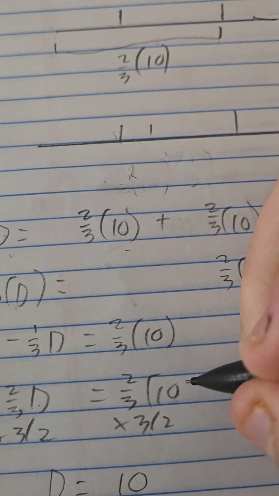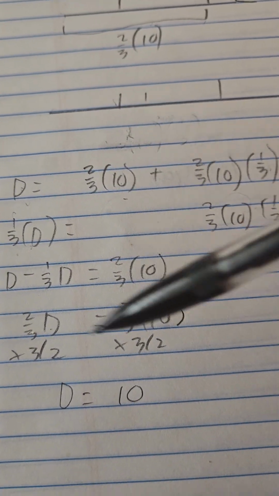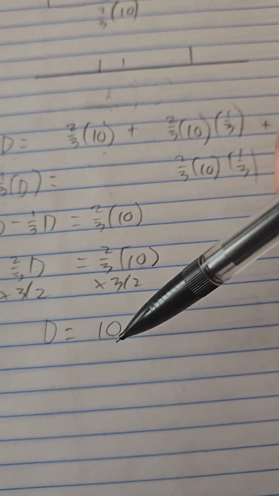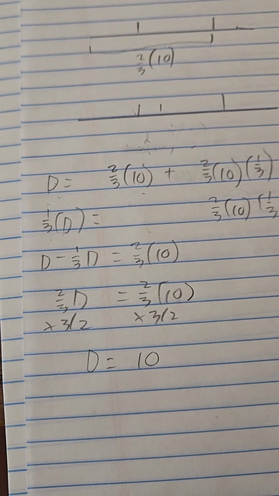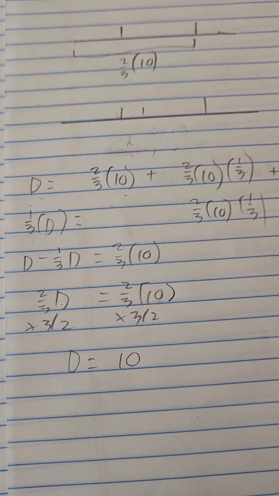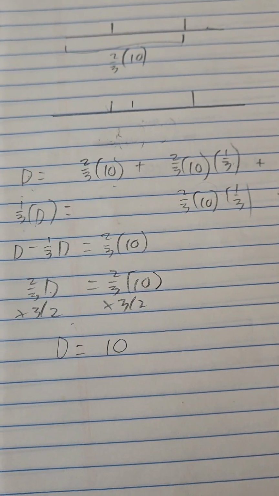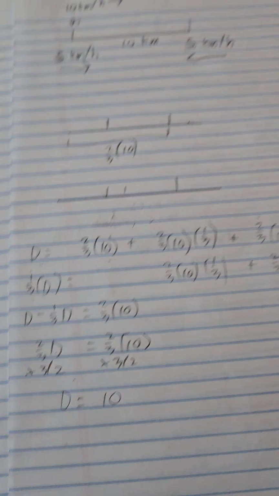So there we go. So 2/3 D is 2/3 of 10. I multiply each side by 3/2, and then D is equal to 10. Well, it makes sense. If 2/3 of A equals 2/3 of B, A must equal B. When they meet each other, that fly has gone 10 kilometers. That's the slower method. Here's the quicker method.